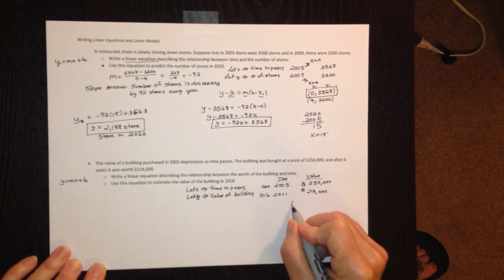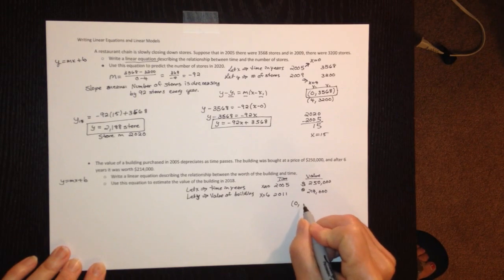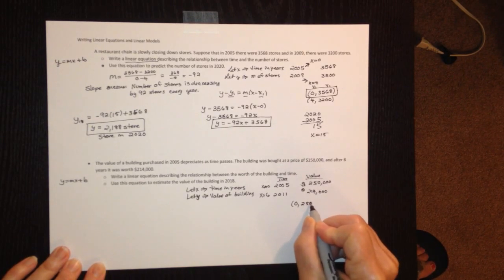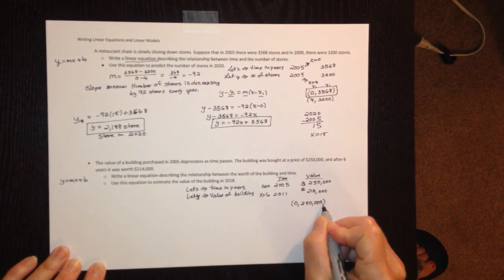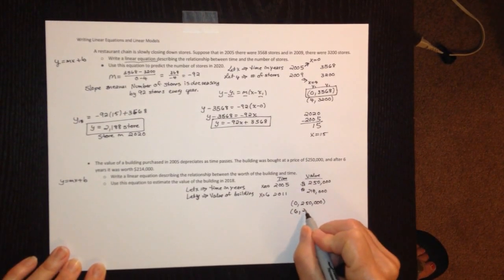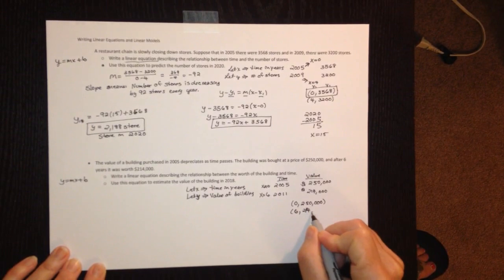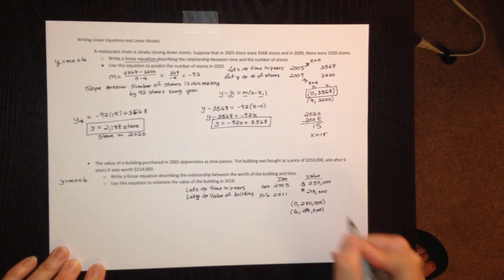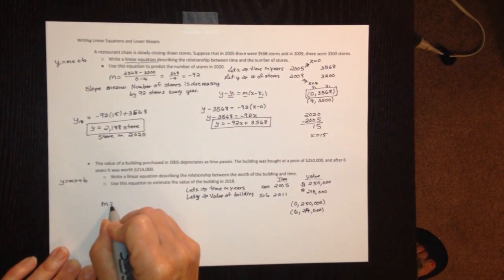So I can write a couple of ordered pairs. In 2005, the building was worth $250,000. And in 2011, 6 years later, it's worth $214,000. Now I have 2 points. I can calculate the slope.